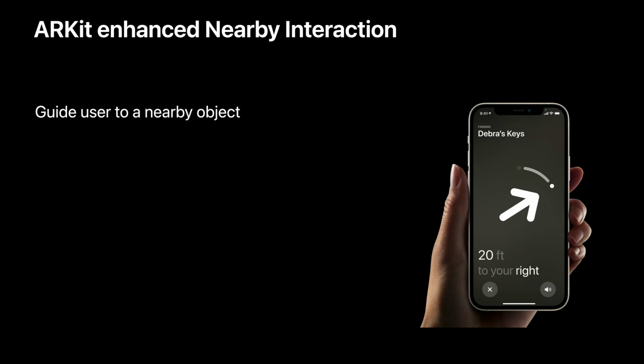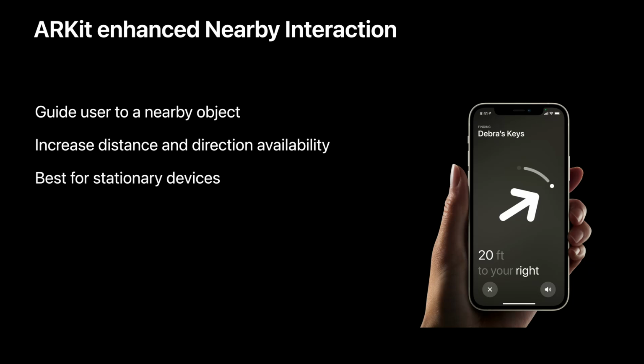The best use cases are experiences that guide a user to a specific nearby object, such as a misplaced item, object of interest, or object that the user wants to interact with. By integrating ARKit and Nearby Interaction, the distance and direction information is more consistently available than using Nearby Interaction alone, effectively broadening the ultra-wideband field of view. Finally, this new capability is best used for interacting with stationary devices.